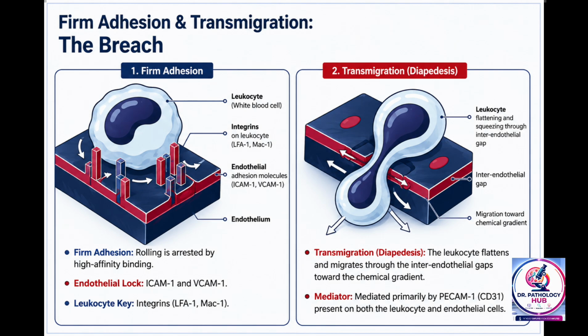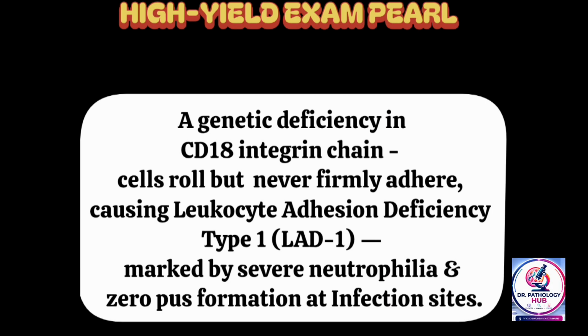Leukocyte integrins, like LFA1 and MAC1, lock onto endothelial ligands, ICAM1 and VCAM1. Once anchored, the cell undergoes transmigration. Flattening out, it squeezes through interendothelial gaps, driven primarily by PECAM1, CD31 interactions present on both the leukocyte and the endothelial cell margins. High-yield exam pearl.